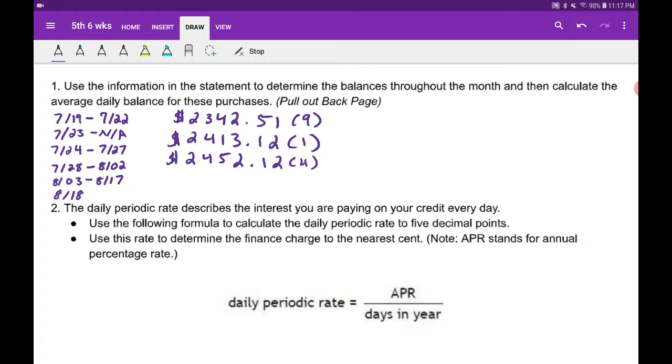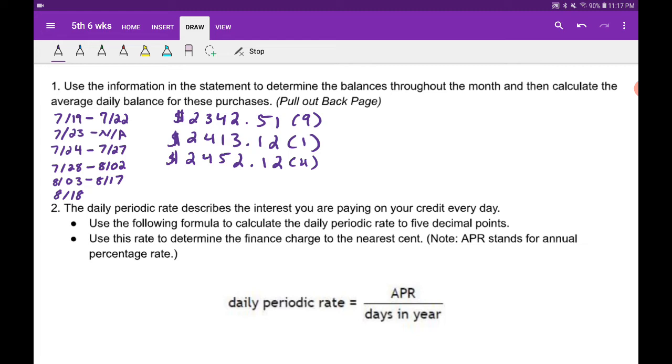All right. So, and now I'm putting parentheses here because it's time. So how many days did it stay at that balance? So the 2,300 for 9 days, 2,300 times 9. That's how long it stayed at that balance, and then so forth. 1 day for the gas and all that.